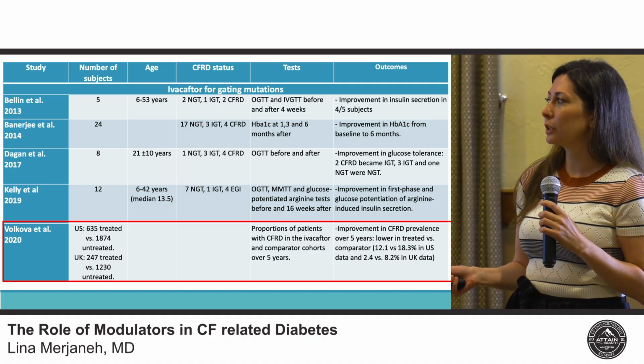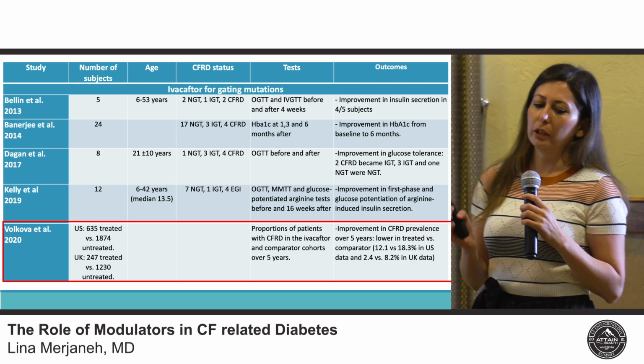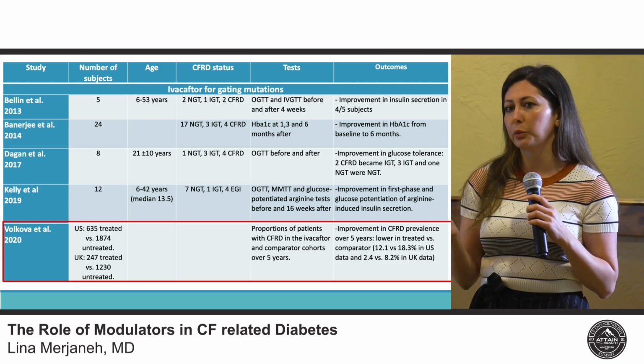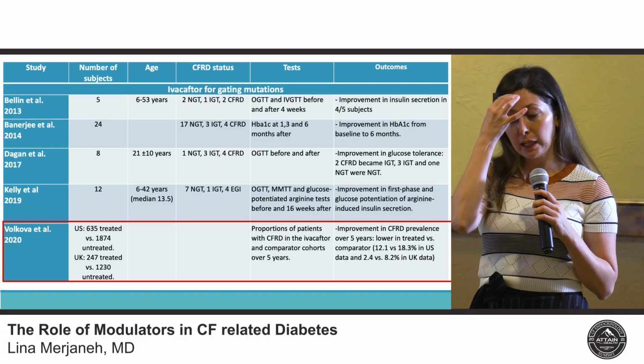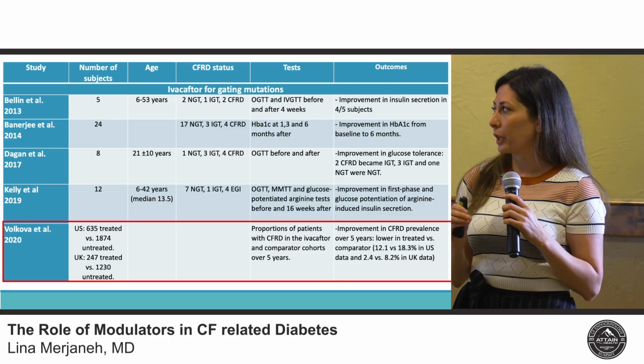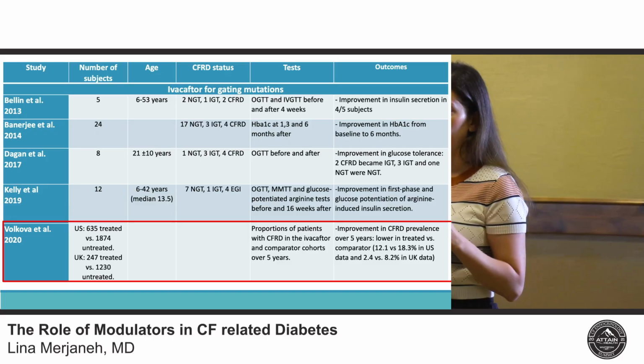They looked at the US CF registry and the UK CF registry, and they looked at patients who were treated with ivacaftor and comparator cohorts that were matched by age, gender, and disease severity. They compared the prevalence of CFRD in these two cohorts over the course of 5 years.